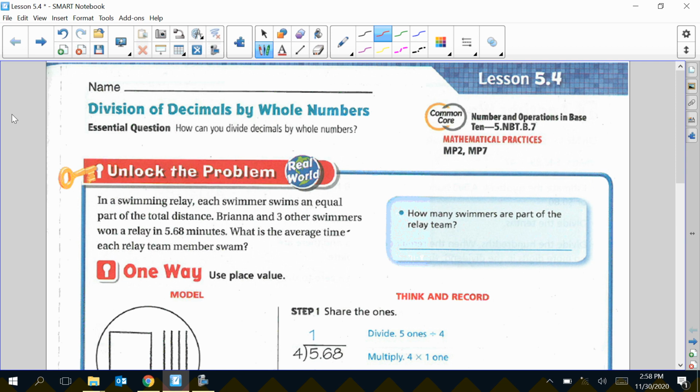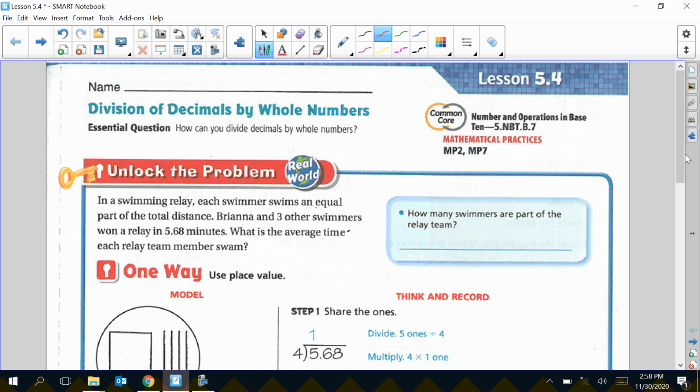As we look at the first example problem, in a swimming relay, each swimmer swims an equal part of the total distance. Brianna and 3 other swimmers won a relay in 5.68 minutes. What is the average time each relay team member swam?